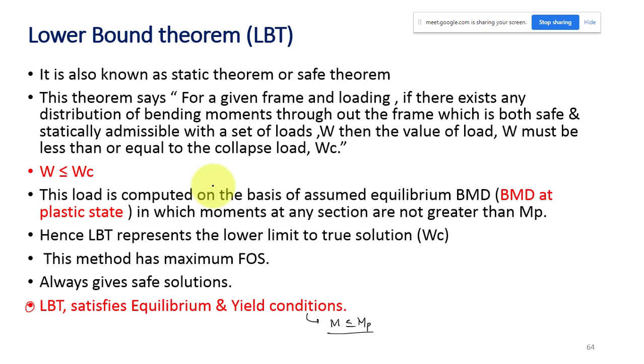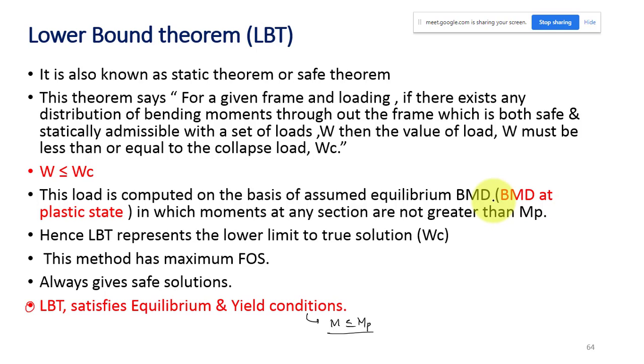So in this theorem, it is satisfying the equilibrium and yield conditions, and the yield condition says your moment at any section is equal to Mp. So that is the critical state, and that condition is satisfied. That is why we will make use of your bending moment diagram. We will draw the moment diagram that I am calling the equilibrium bending moment diagram. That is the bending moment diagram at the plastic state. We have to draw the bending moment diagram at the plastic state.